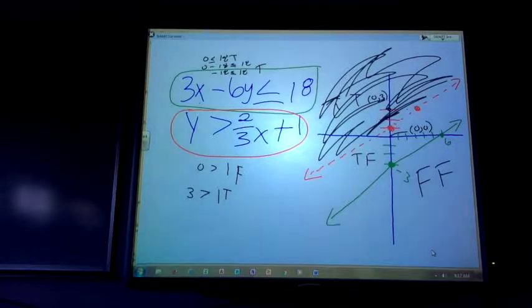Does that make sense? Wait, how did you get true for the second one? It was the y and the 2/3 x plus 1. How'd you get true for that? So when I plug 0, 3 in, I had a y component of 3. So I get 3 is greater than 2/3 times 0, which is 0, plus 1 gives us 3 is greater than 1. That's why it's true. Okay, thank you. We good? All right.